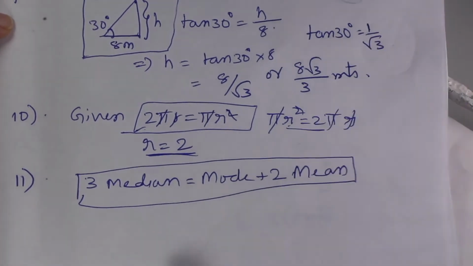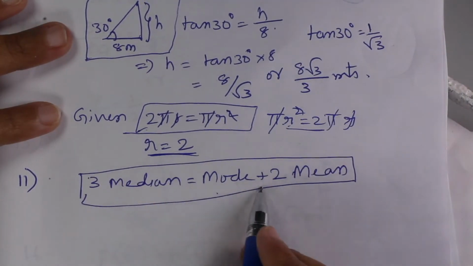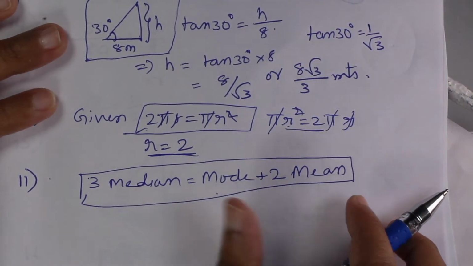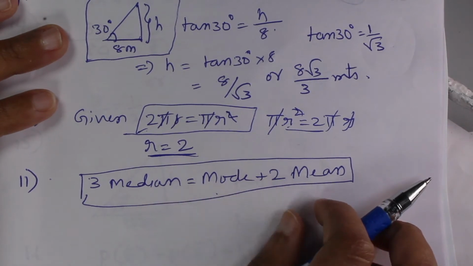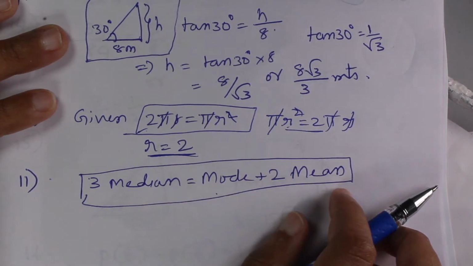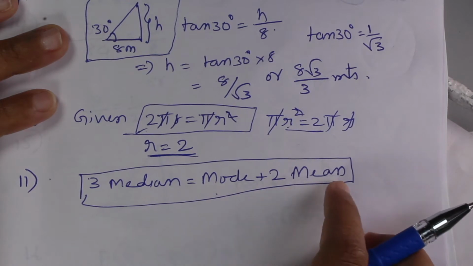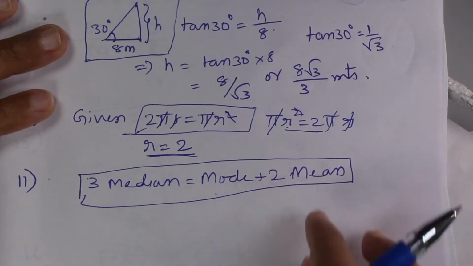So what is the relationship? 3 median is equal to mode plus 2 mean. So that is the relationship between the median, mode and mean. Hope this is clear.